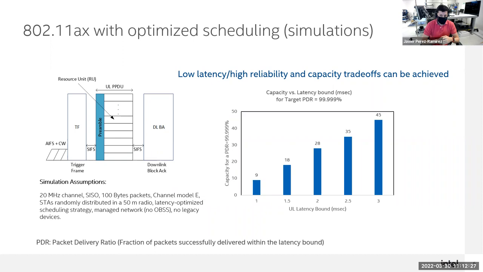Packet delivery rate has its definition at the bottom there. What it's basically telling us is that with Wi-Fi 6 today and the right conditions, you can achieve high reliability and low latency communications. This is something that can be done today. Now what is interesting is, you might ask, okay, well, this is in a managed network. So what will happen if you have radios that are unmanaged?